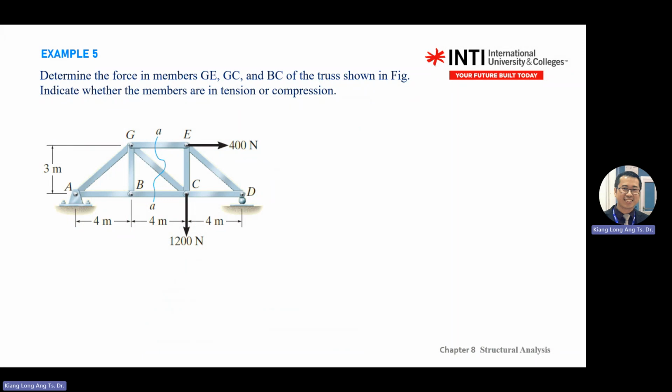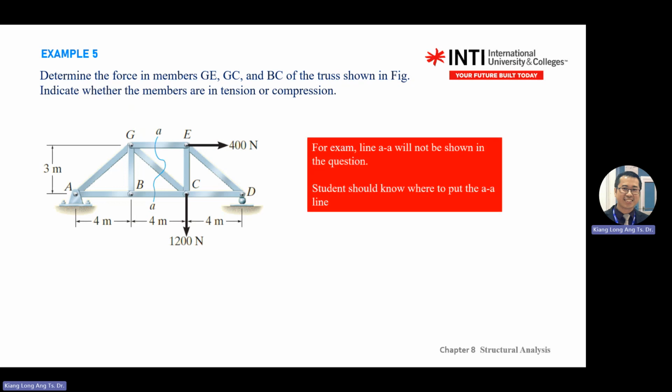Right? So if you're given this structure, before that you solve the external force first, the reaction force, like what you did in the previous chapter. Solve AX, AY, solve BY by looking at the overall diagram first. Then you only look at the question to find the force for members GE, GC, BC, and see whether they are in tension or compression. This one, if you see a cross section, it is using the method of sections already.